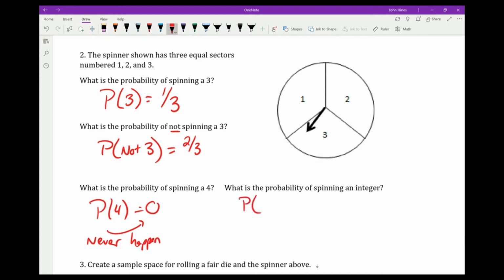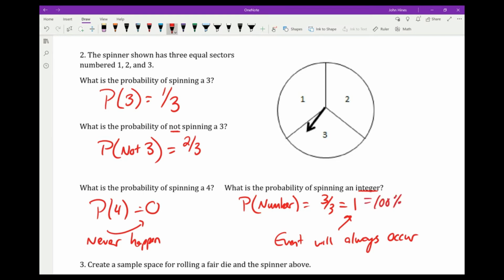What's the probability of spinning an integer, of spinning a number? Well, that's 3 out of 3, which is 1. If I have a probability of 1, that means the event will always occur. I will always land on a number, 1, 2, or 3. The event will always occur. I know someone right now is saying, well, you can land on the line between them. I'm going to land on one of them. The event will always occur is a probability of 1 or 100%. If something has a probability of 1, it always occurs.